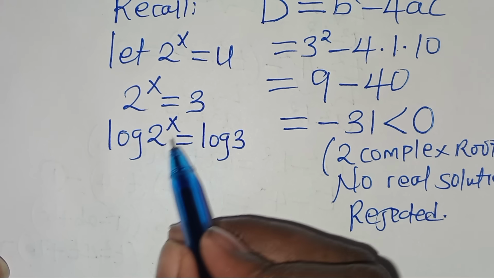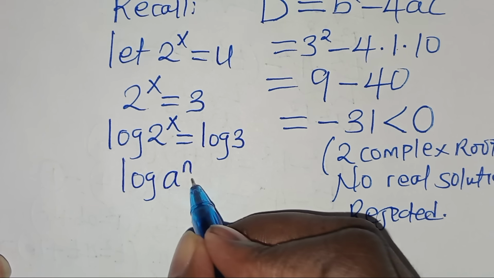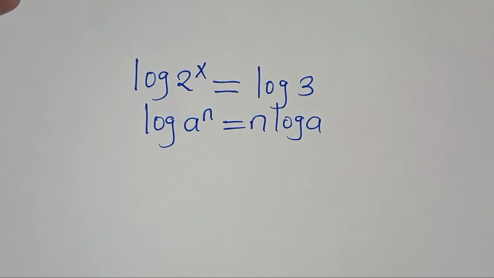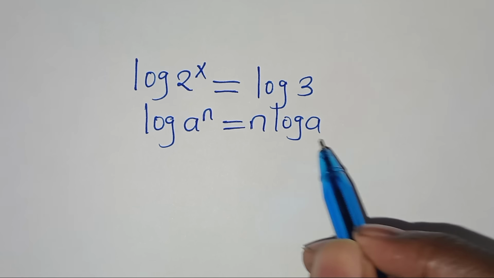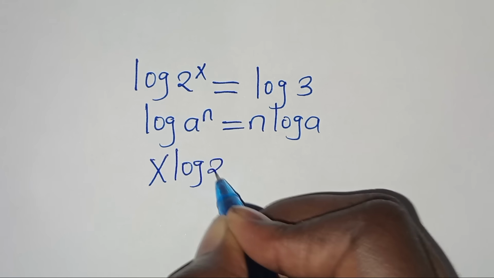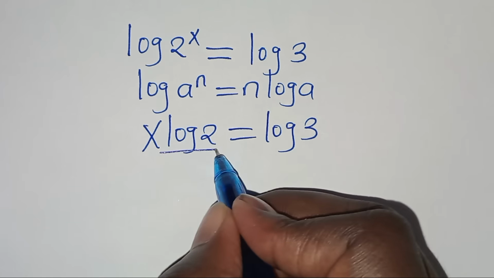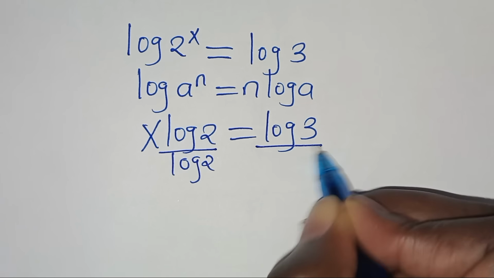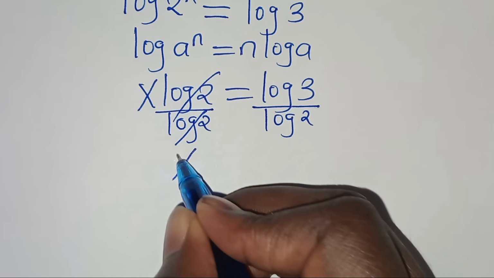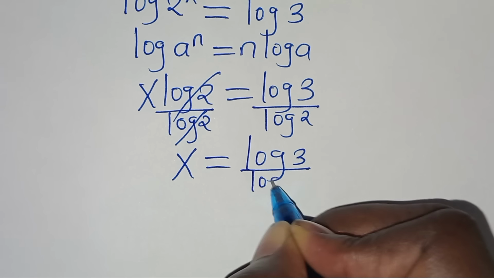And we have that log 2 to the power of x is in the form of log a to the power of n, which you can express as n log a. Applying this power rule property, log 2 to the power of x becomes x log 2, which is equal to log 3. So let's divide both sides by log 2, so that x is equal to log 3 divided by log 2.